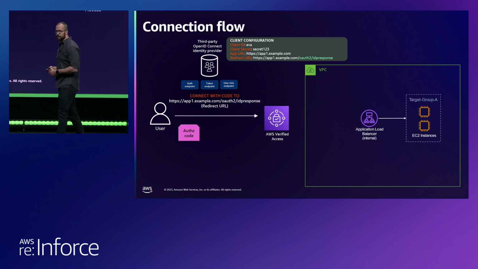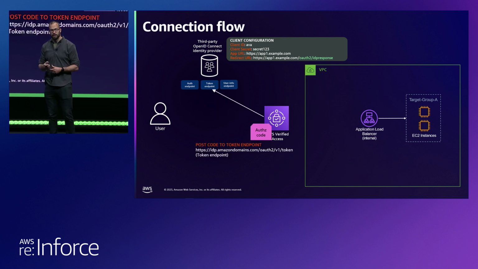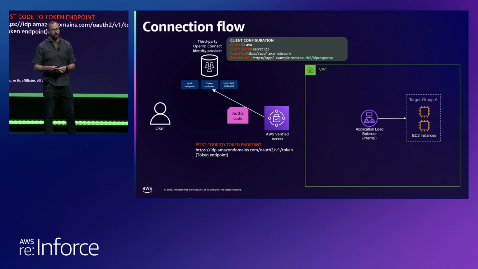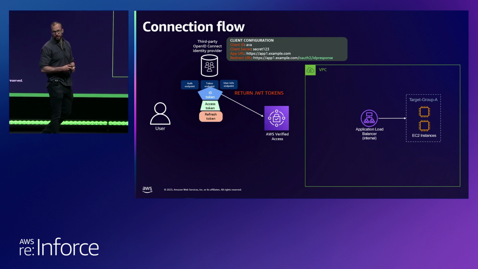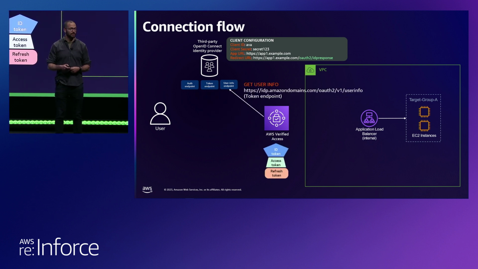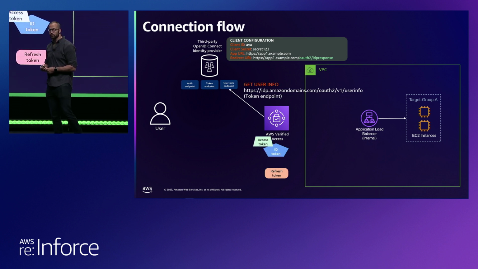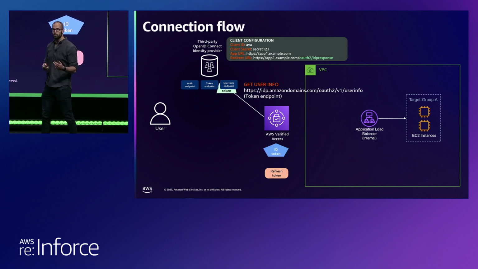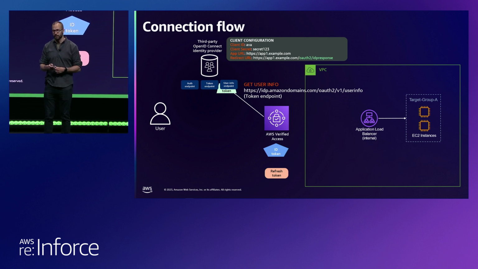They send the authorization code to AVA, and now AVA can use the authorization code to get additional information about the user. So it will connect to the token endpoint. It will receive the JSON Web Tokens. And just like before, it will use the access token to connect to the user info endpoint and pull the information about the user. So you have to provide a token to get the user information.